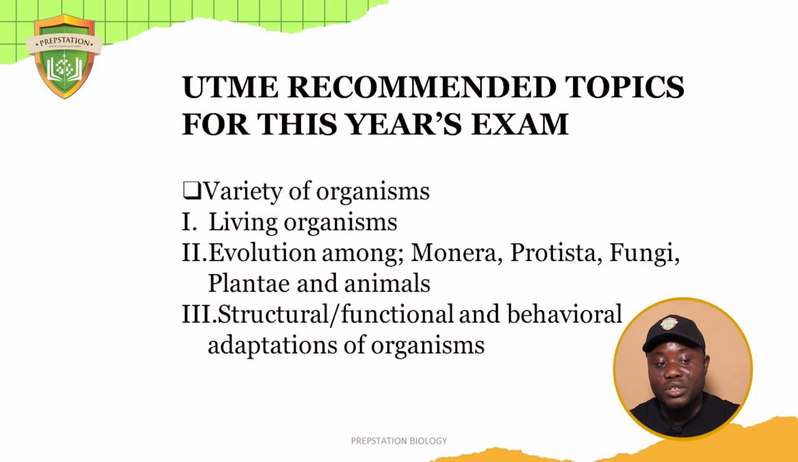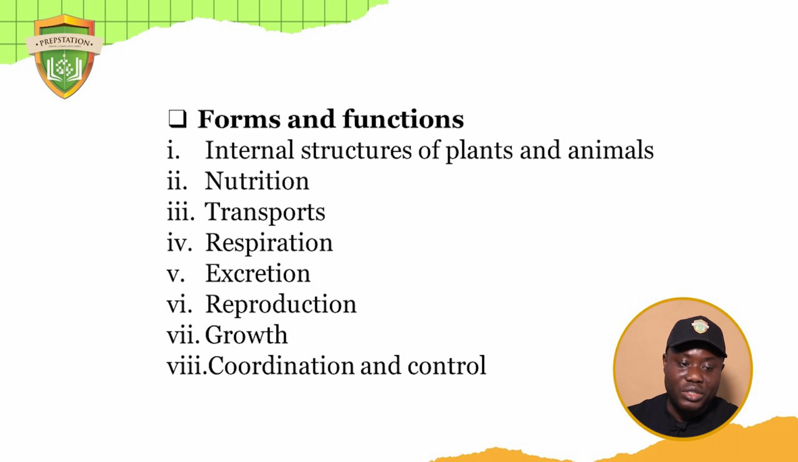We have varieties of organisms, and here we'll be looking at the living organisms, talk about evolution among the different kingdoms of organisms that we have. You know, we have kingdom Monera, we have Protista, we have fungi, we have kingdom Plantae and kingdom Animalia. Then we also look at the structural, functional and behavioral adaptations of organisms. That means how the structure of some organisms helps them to adapt, to behave in certain habitats where they find themselves.